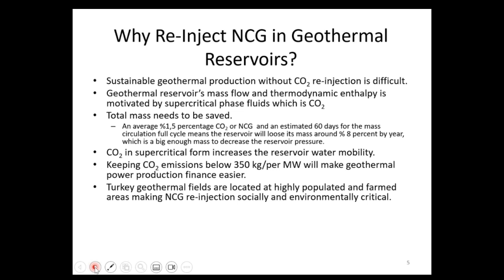Plus, most geothermal reservoirs are, as known, let's say, green energy. The green energy classification is that if you are below 350 kilograms per megawatt-hour, you are in green energy plus. And unfortunately, in Turkey, the active power plants are much higher than this. In order to be in the class of a green energy power plant, you should re-inject back.